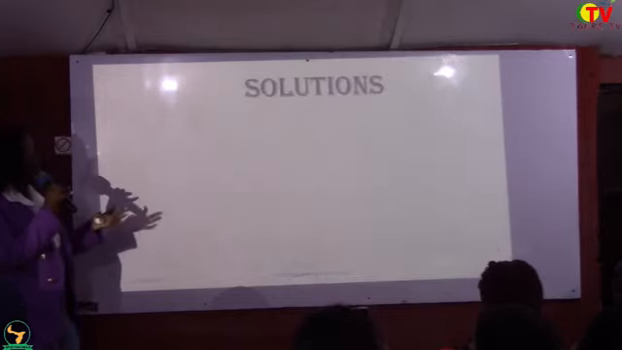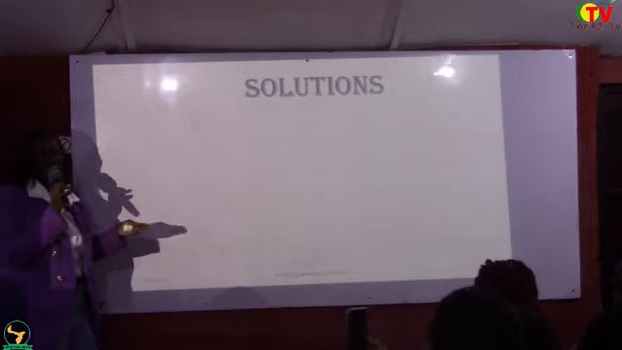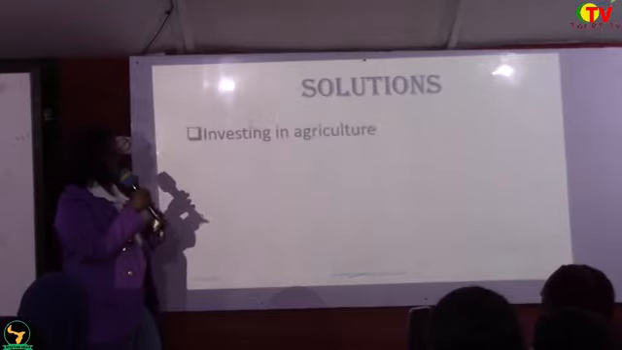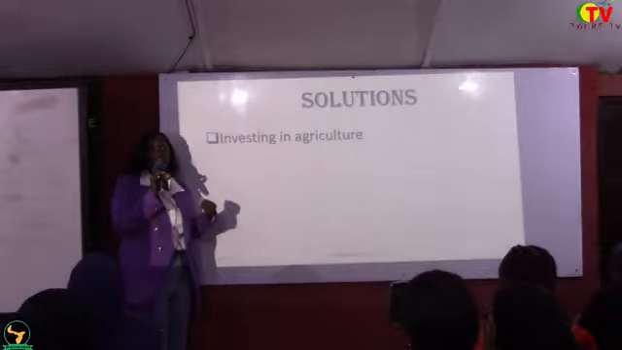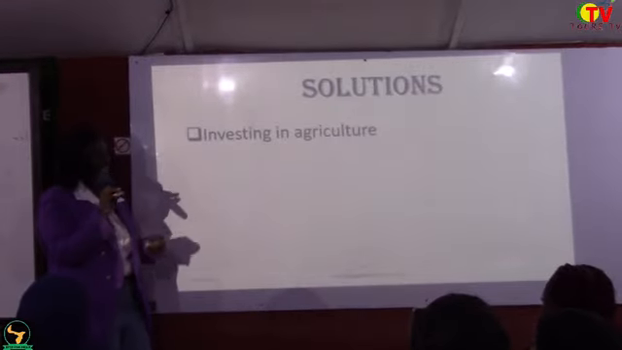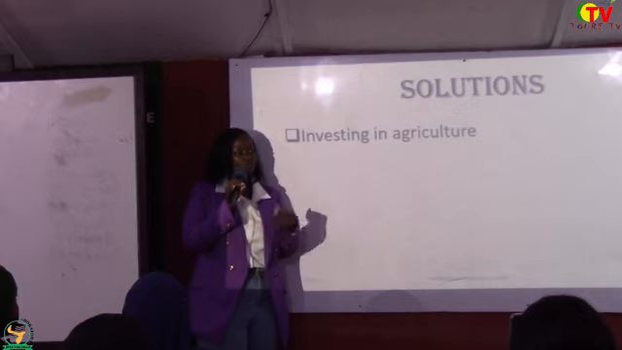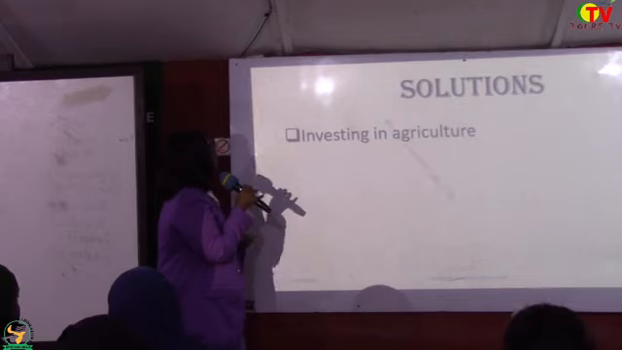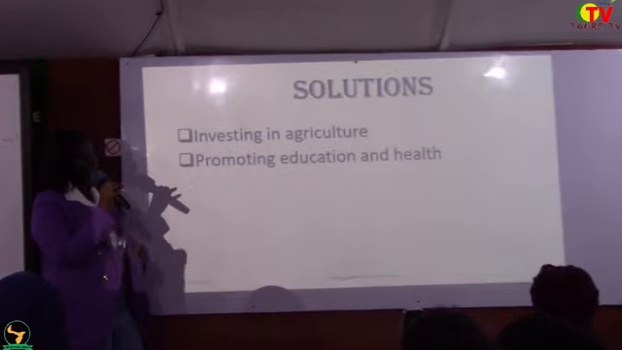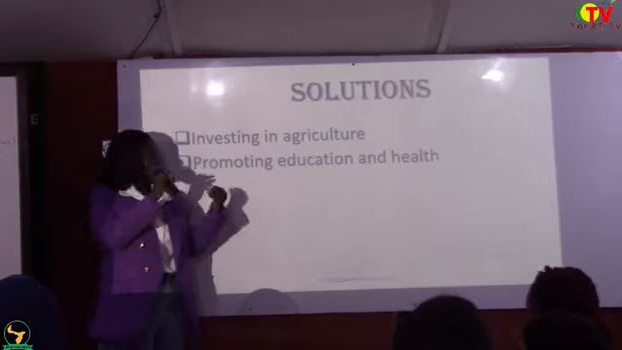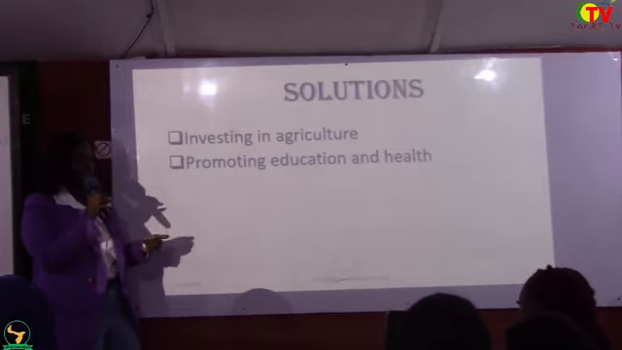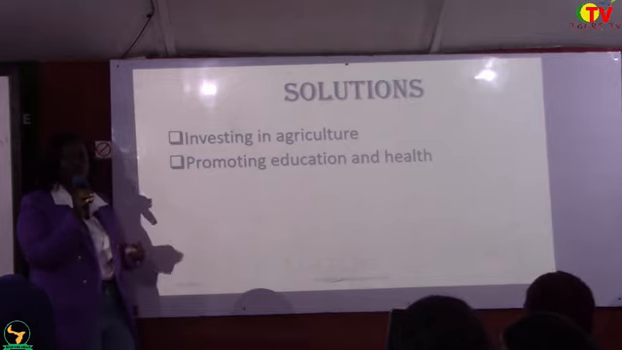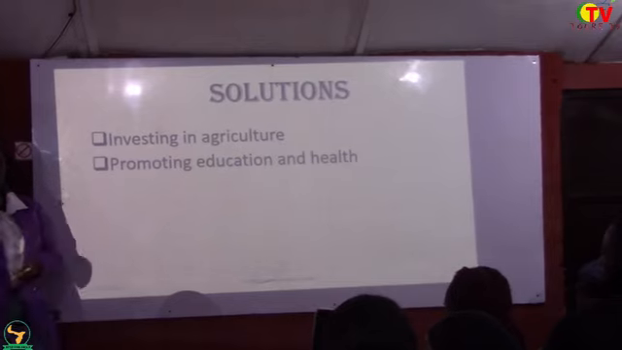So, let's follow the consequences with the solutions to hunger. Firstly, we have investing in agriculture. Investing in sustainable farming practices and technologies can increase crop yield, making production and food available for the population and less expensive. Secondly, promoting education and health. Enhancing education on nutrition, health, and farming practices can empower the population in their way to choose products and also their way to consume.